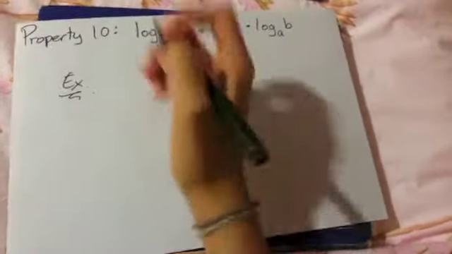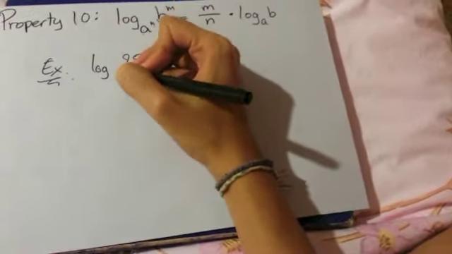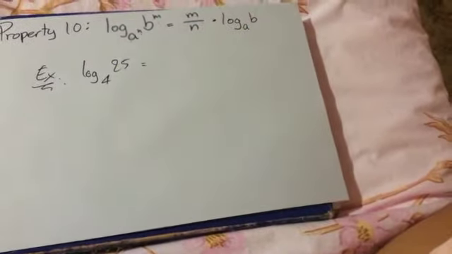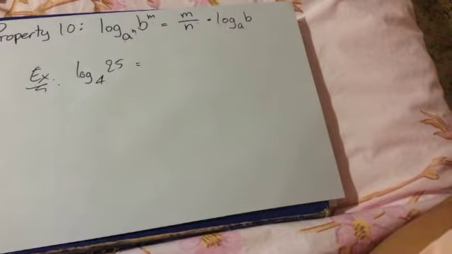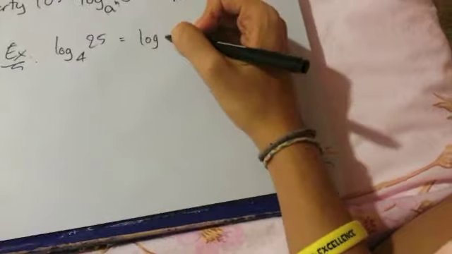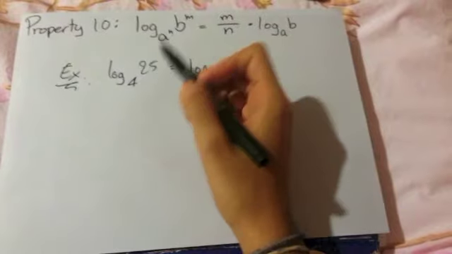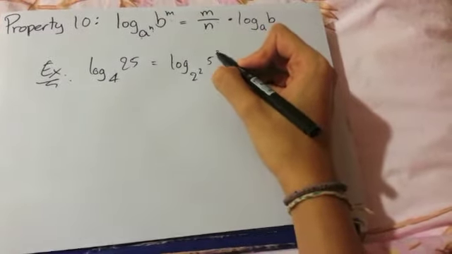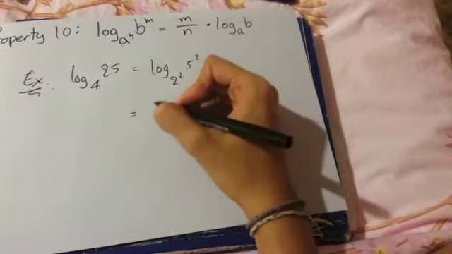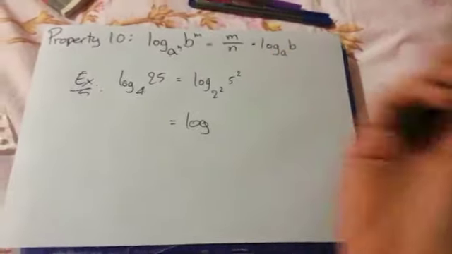Example. Log 25 in base 4 is going to be equal to log 2 to the power of 2. You break this out, and then you break this out too. So it's going to be 5 to the power of 2. So after that, it's going to be log, here and here, it's kind of similar.